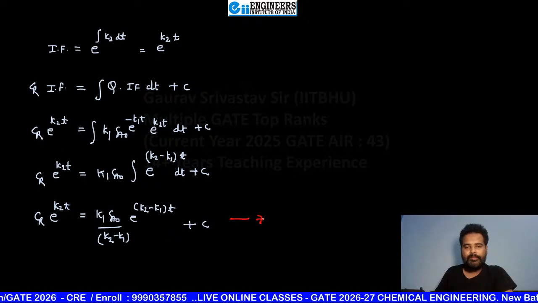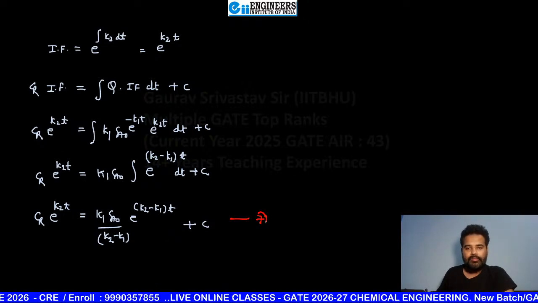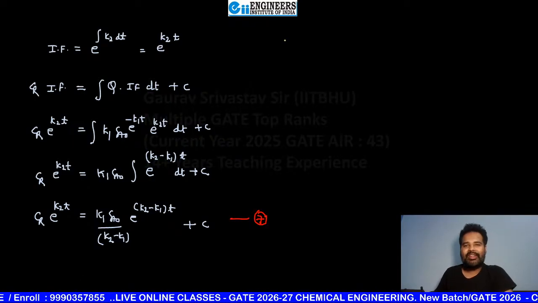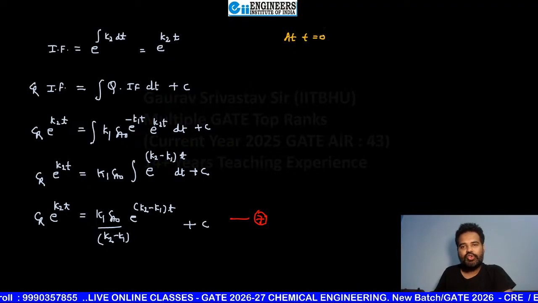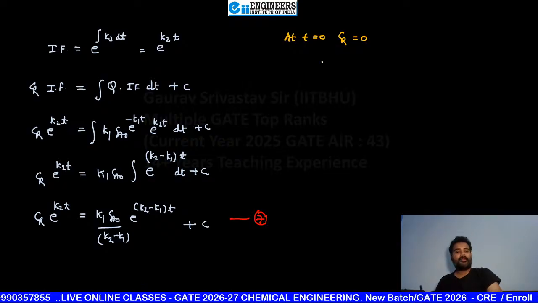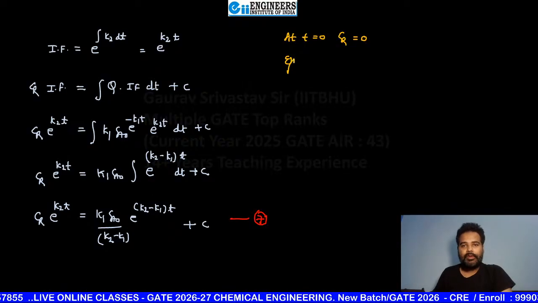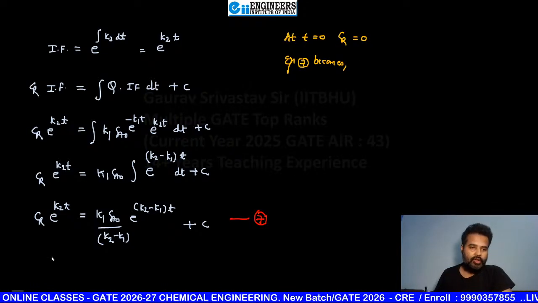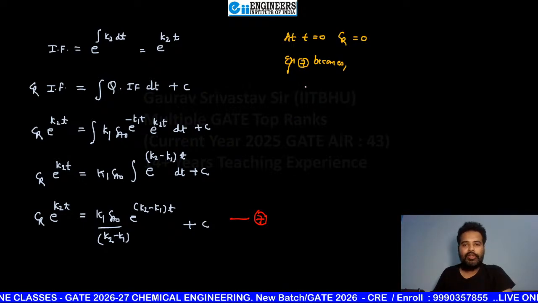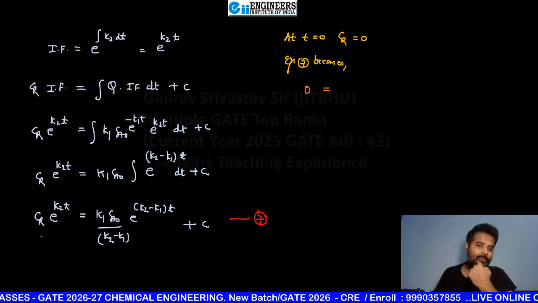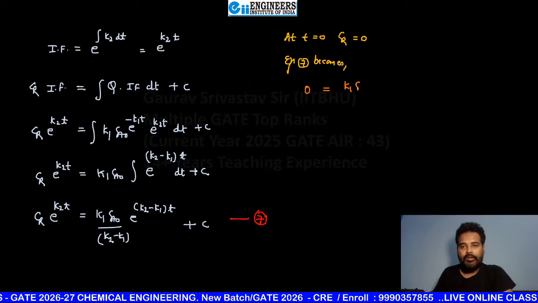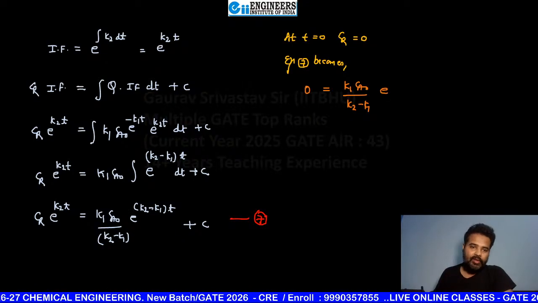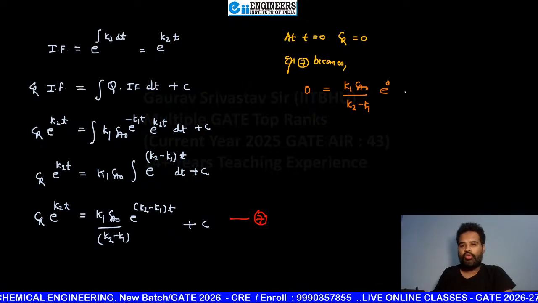This is your equation number 7. Can you tell me बेटा boundary condition? Very good, Sushmit Nandi. So we know at time t equals 0, the concentration of R is 0. So in equation 7, putting the boundary condition, you can write 0 equals CR is 0, so left hand side will be 0 now, then K1 CA naught upon K2 minus K1, and e raised to power t is 0. 0 multiplied by anything will give you 0, and plus c.